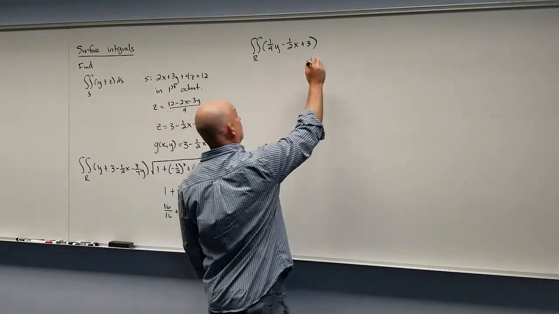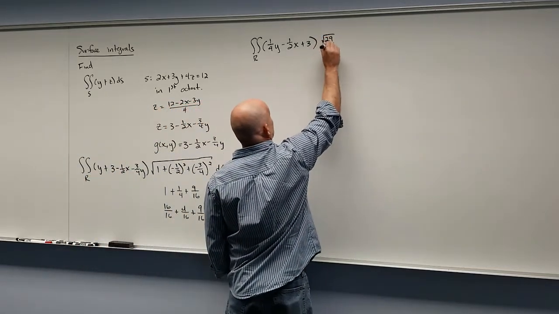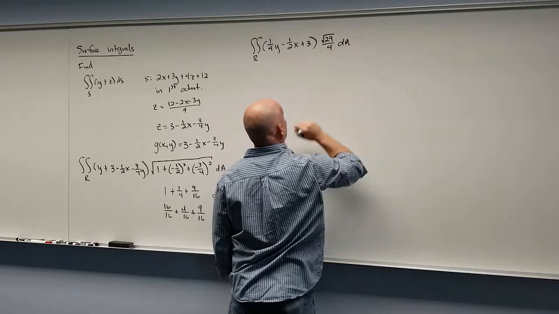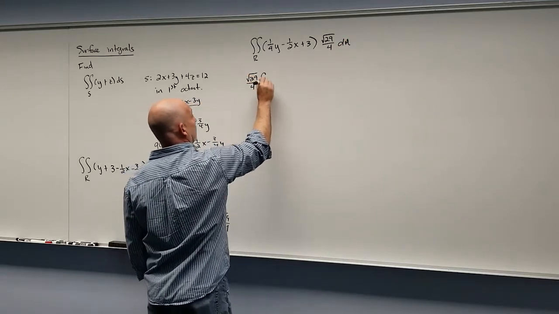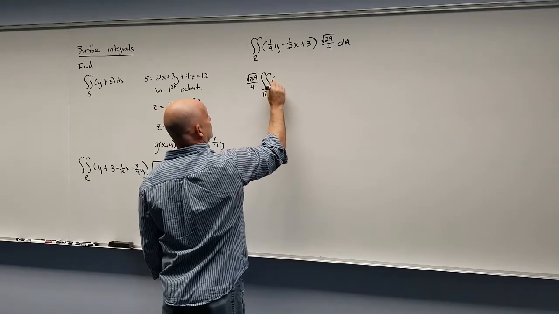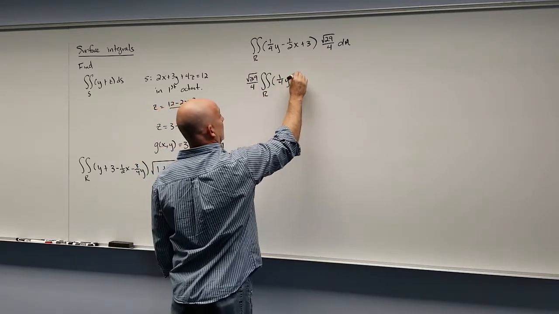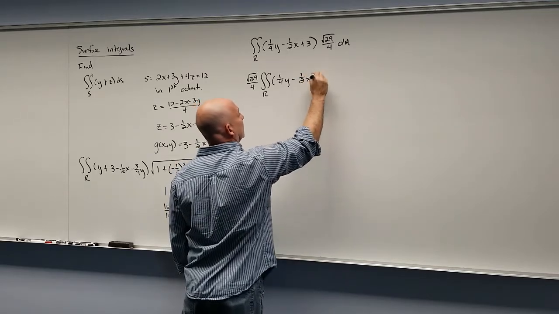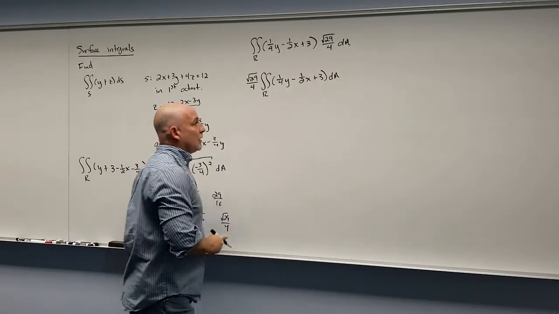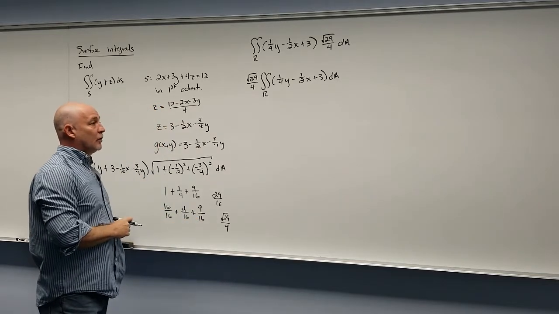So all that, lucky for this one, ends up being a constant, not necessarily a constant all the time, which we can actually pull out front. So that's the square root of 29/4, region R, 1/4 y minus 1/2 x plus 3 dA.